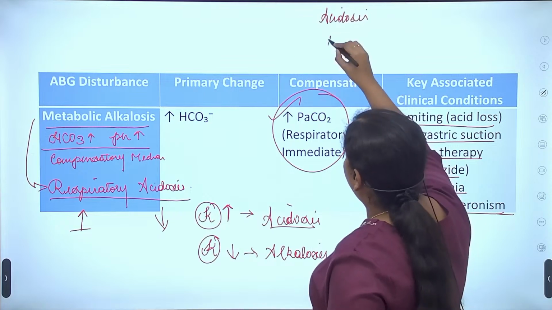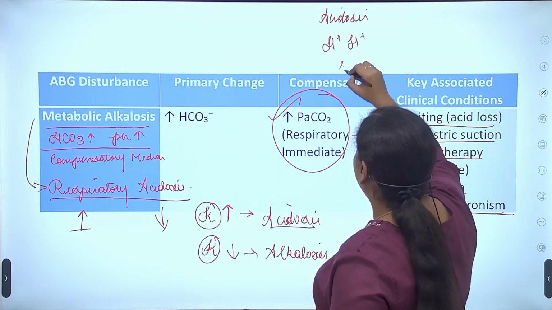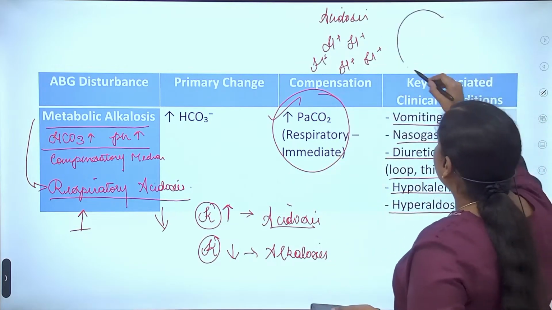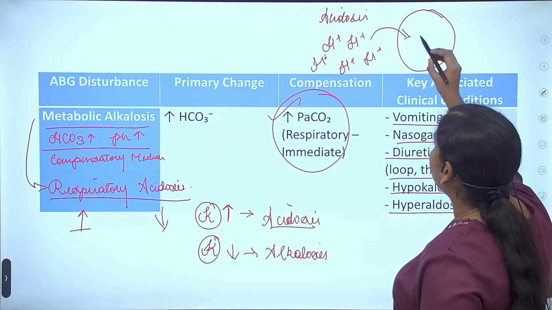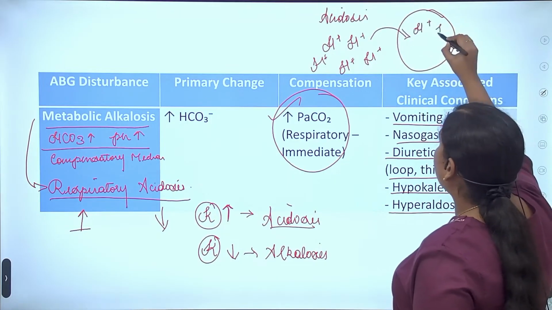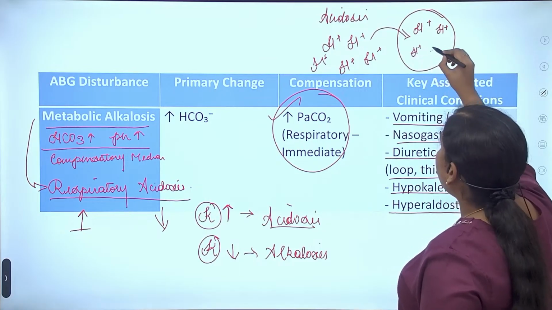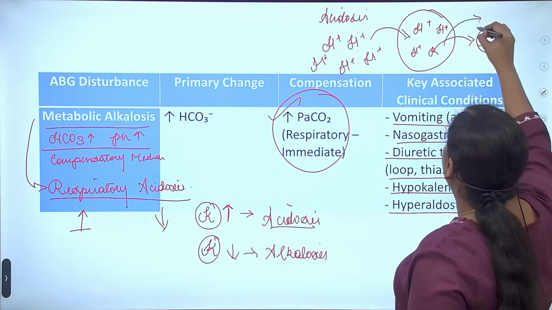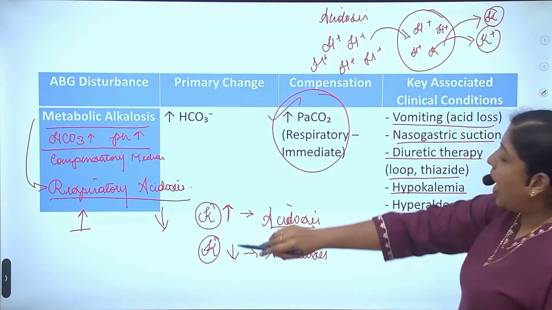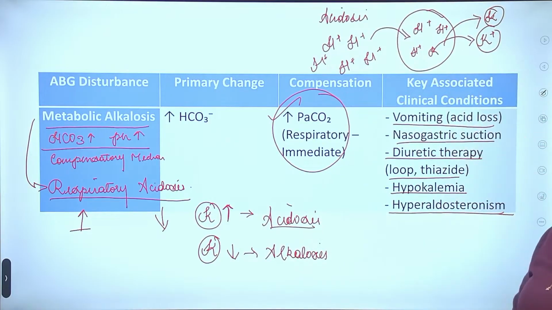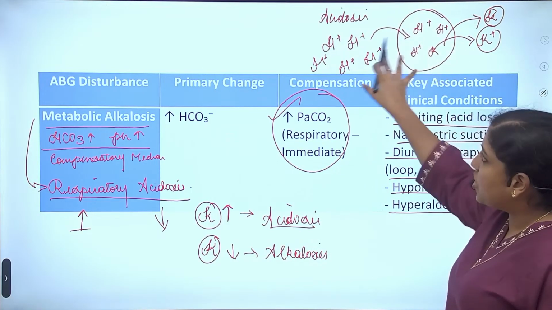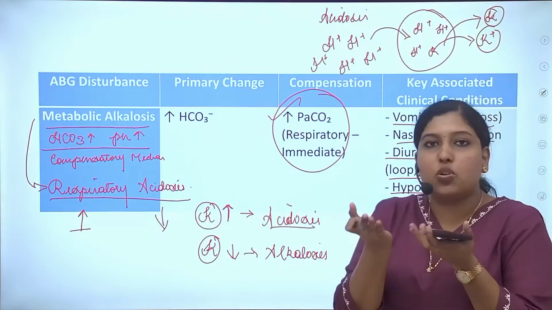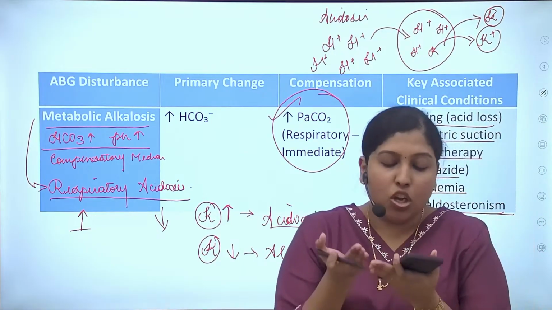you know there will be excessive H plus. Excessive hydrogen ions are circulating outside. So what will happen? This excessive hydrogen ion will shift inside the cells and it will replace the potassium outside, which is causing hyperkalemia. When the hydrogen ion is going inside, the potassium is coming outside, to maintain the neutrality of the cell.